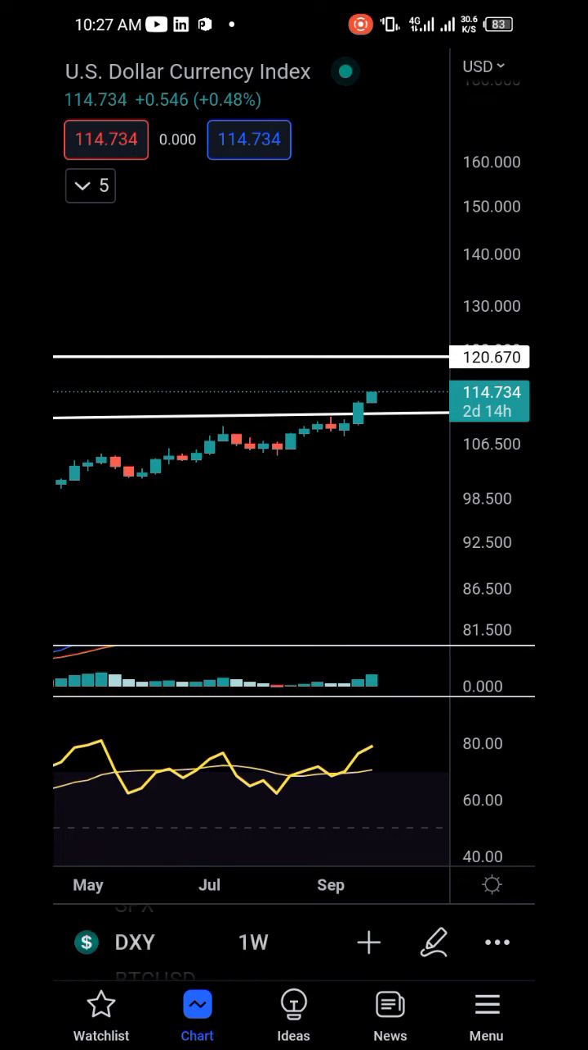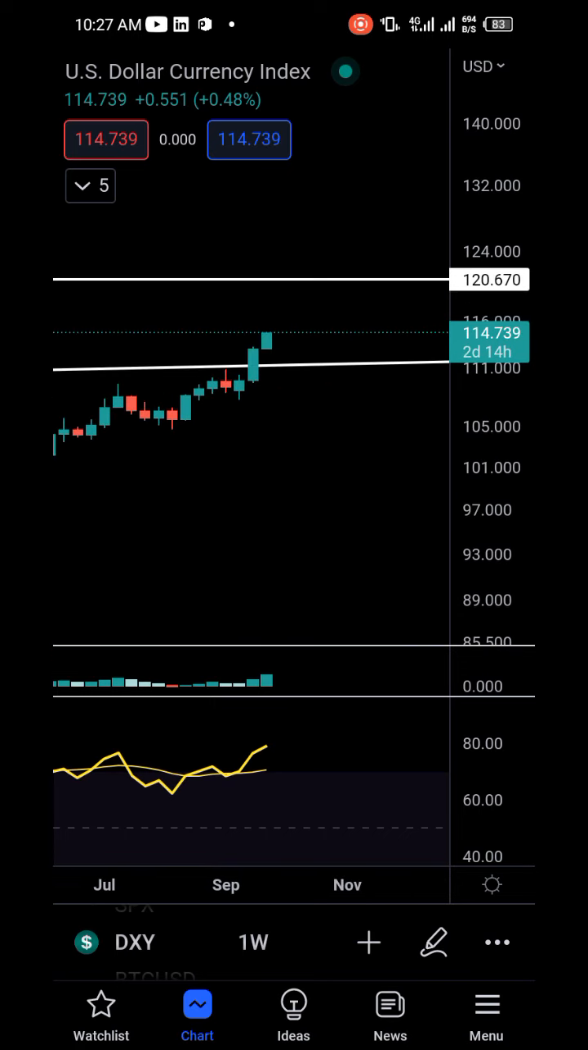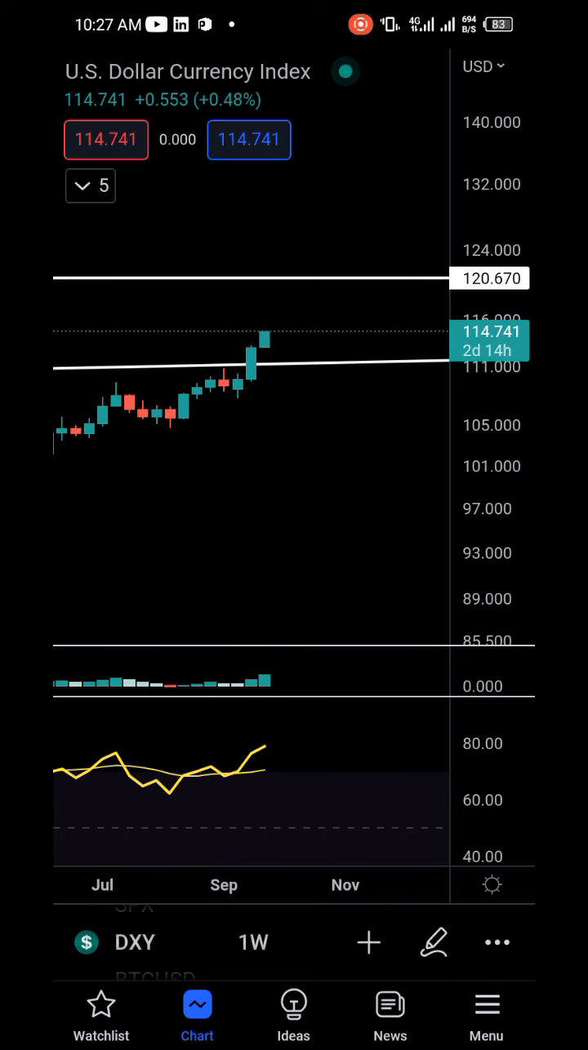This is the dollar index on a weekly time frame. Look clearly on a weekly time frame: the dollar index has broken above this resistance, which dates back to around 2015. It has closed above it and opened a new weekly candle above it. Clearly, this indicates an uptrend.